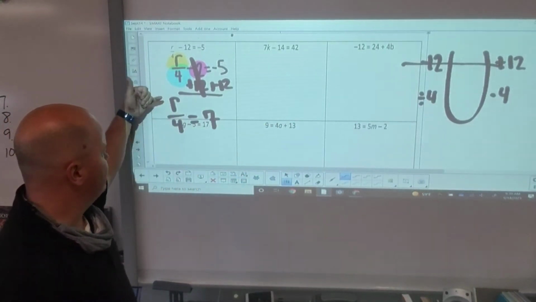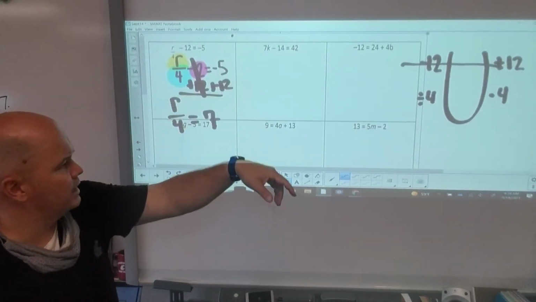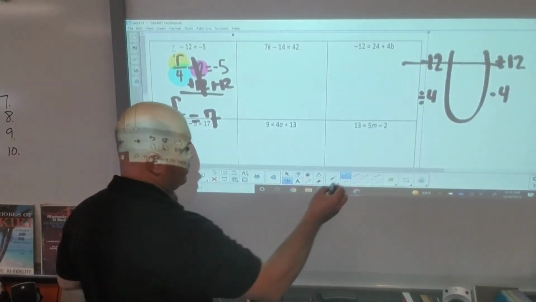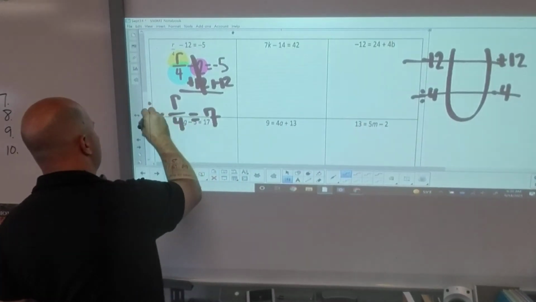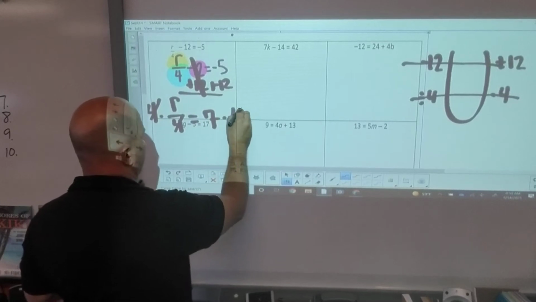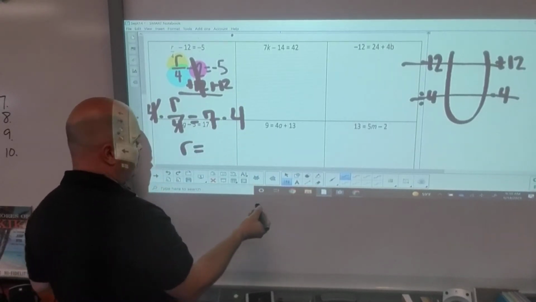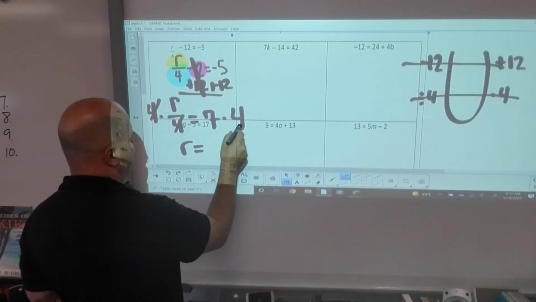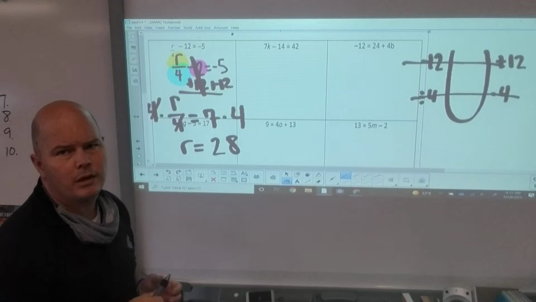Now all I have left being done to my r is that it's being divided by 4. So to get rid of that, I need to multiply both sides by 4. So I'm going to get rid of that step, and I'm going to go times 4. Those are going to cancel. And what I do to one side, I do to the other. So I'm left with r all by itself, which is my goal. And it's going to be equal to 7 times 4, which is 28. And I'd be done. Okay?